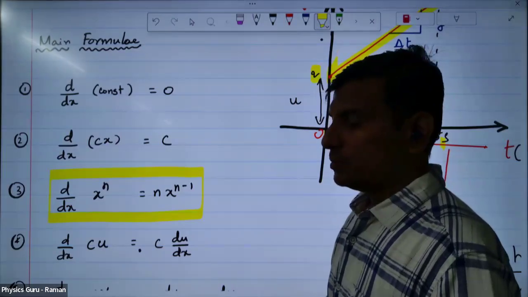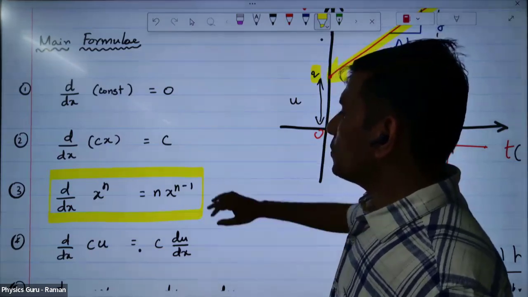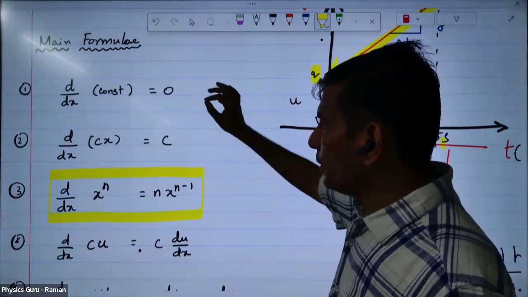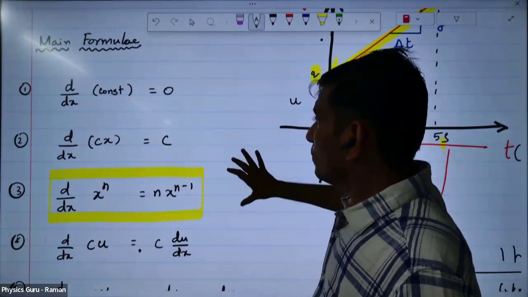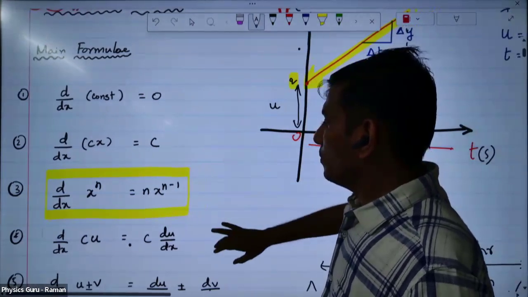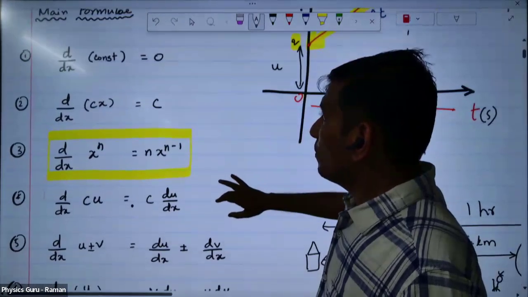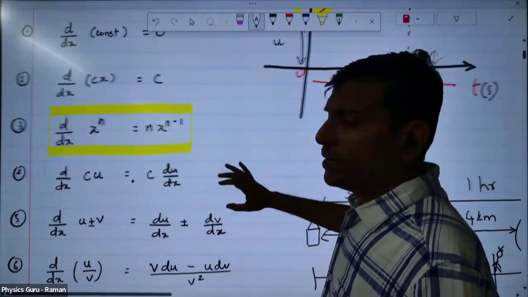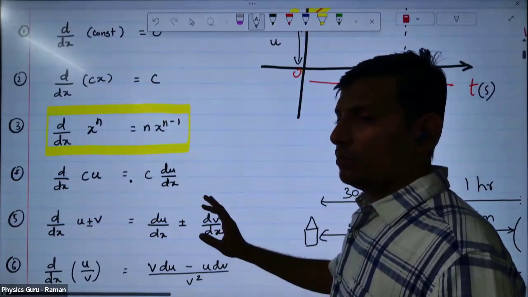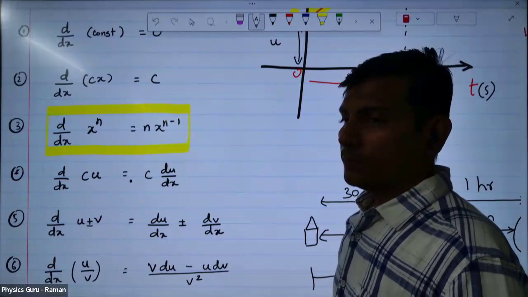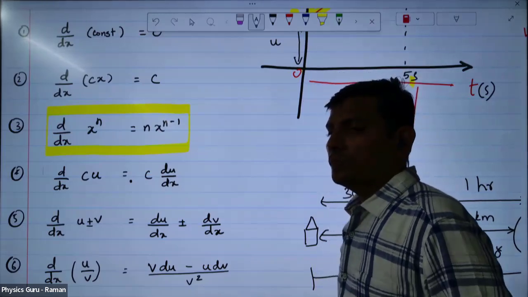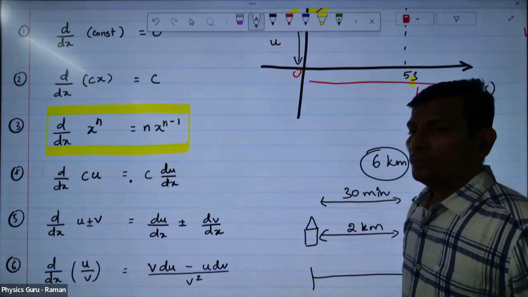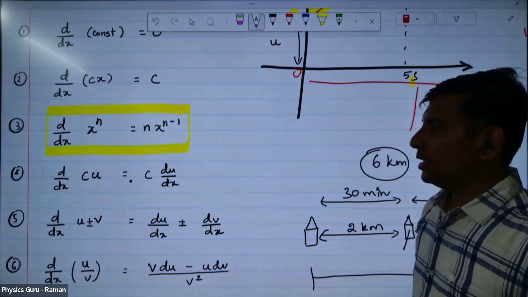So once again, the copying. You're copying? Yes. Just take down the formula first. I'll explain each formula in detail. There are plenty of other formulae, but these are the most important ones. Just note down the formula for now. I'll explain it.